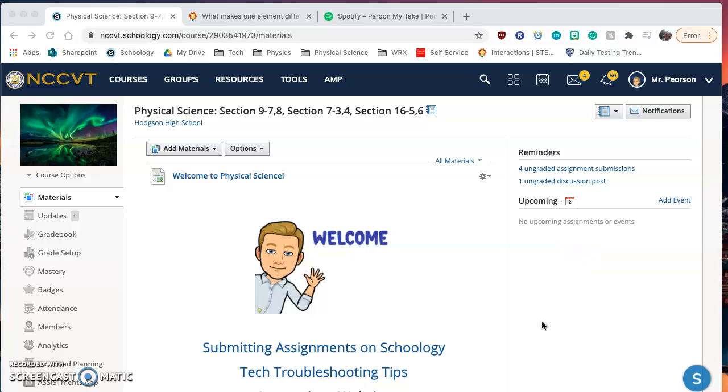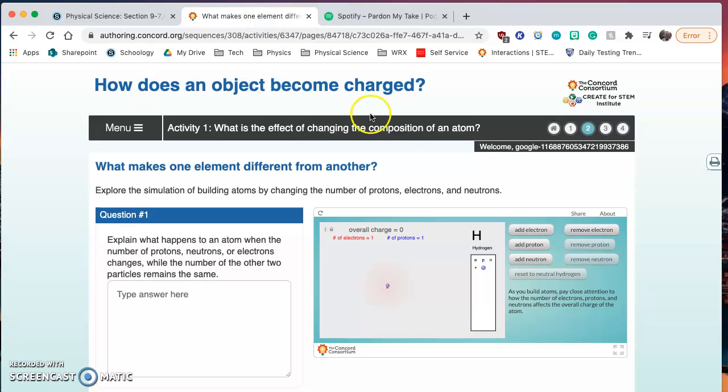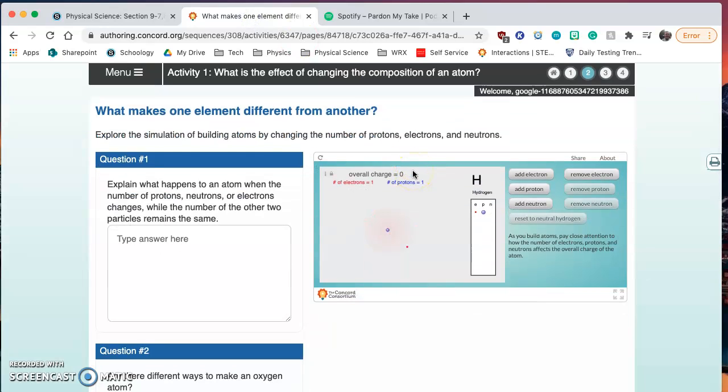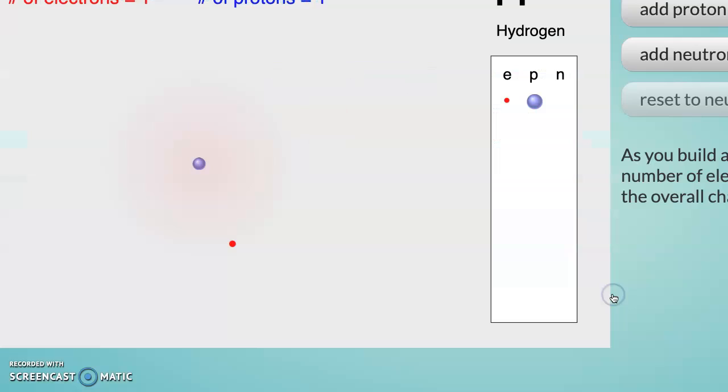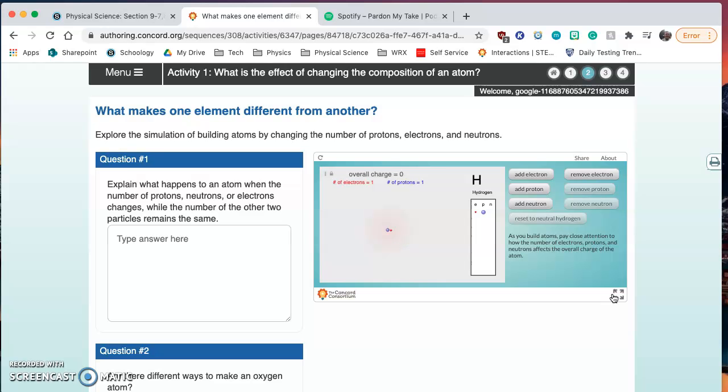It is Wednesday, December 2nd, and we're moving on to 5.2. I first wanted to revisit the simulation that we saw in 5.1 and just go over the main ideas that we saw.